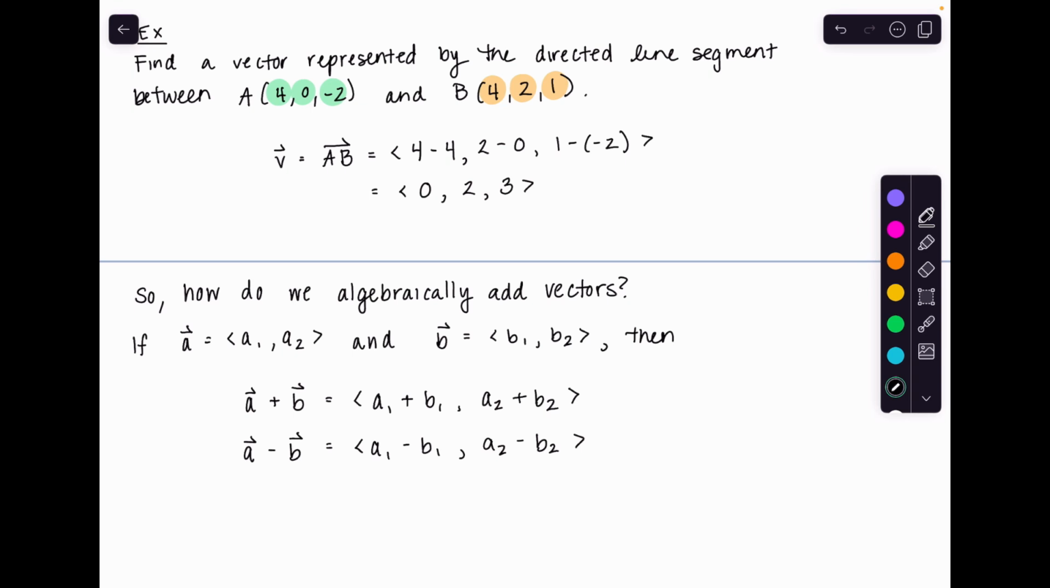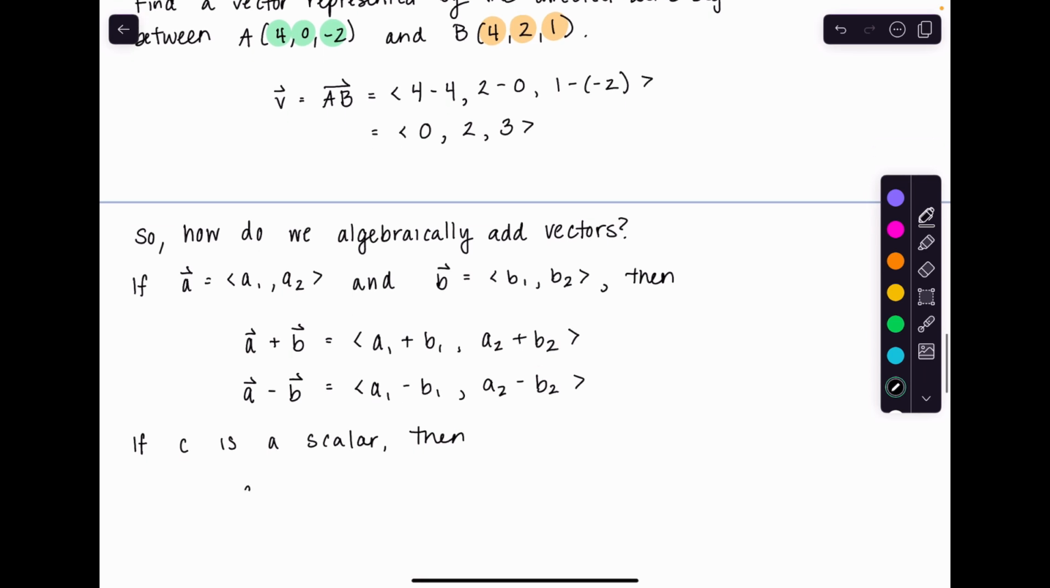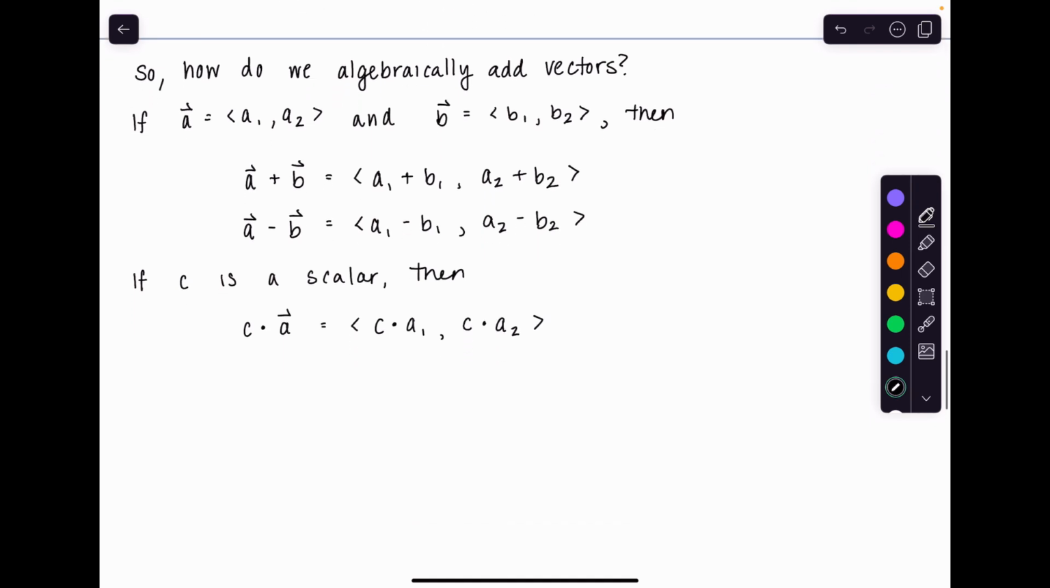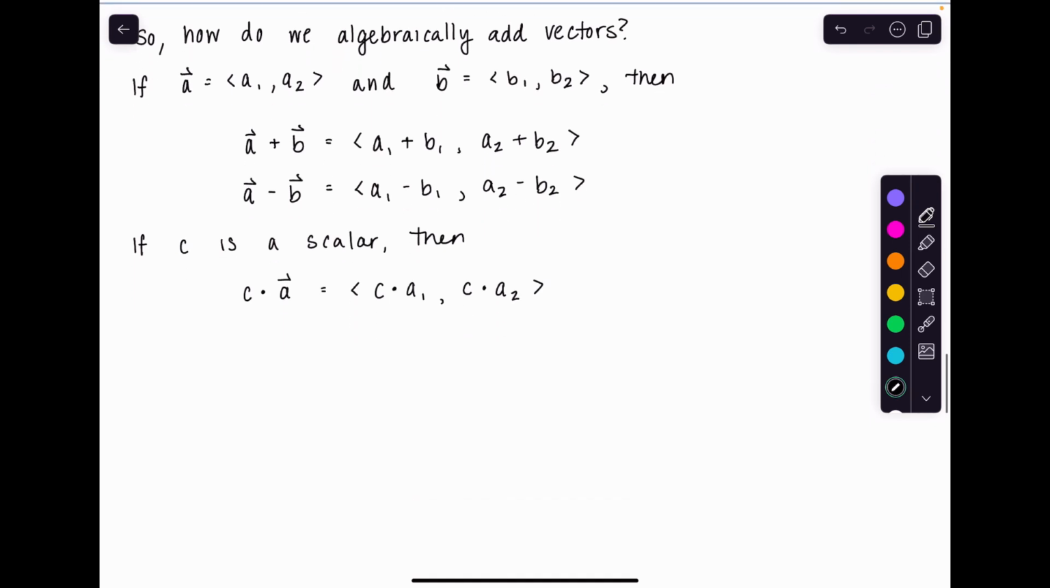And then if C is a scalar, then if I take C times vector A, all it's going to do is scale each component. So you take whatever was in the X and multiply it by that scalar. Whatever was in the Y, multiply it by that scalar. Okay? And then the exact same thing holds for 3D.